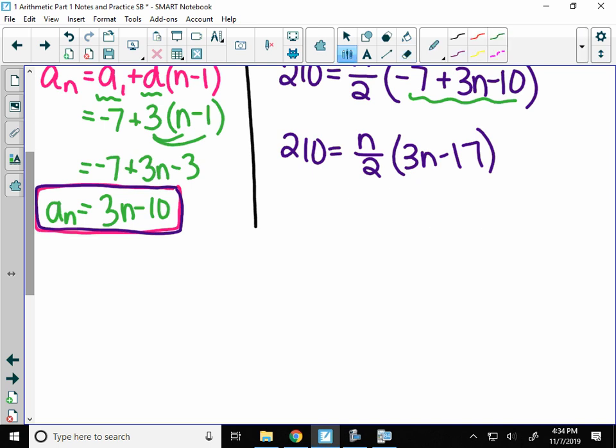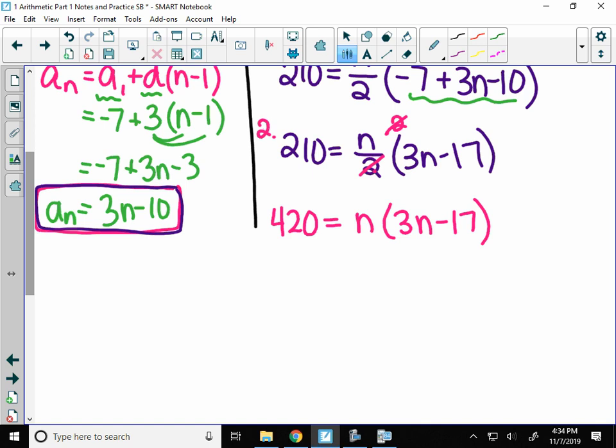So my suggestion is to get rid of this 2 from the denominator here by multiplying both sides by 2. That'll make the 2 cancel off. And you'll get 420 equals n times 3n minus 17. It looks a little bit better now.